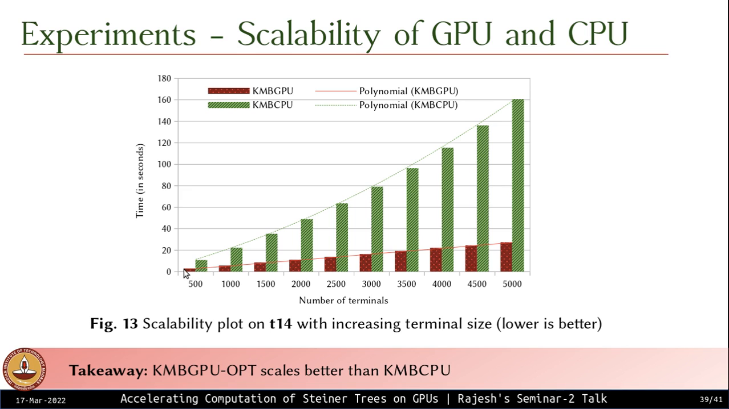Our GPU implementation scaled better than the CPU implementation, because as we increase the number of terminals, the number of SSSPs we need to run also increases, right? Whereas our GPU implementation greatly benefited from our p-SSSP optimization, that is, running multiple SSSPs in parallel. It is due to that we were able to get a better scaling when compared with the sequential CPU implementation, right?